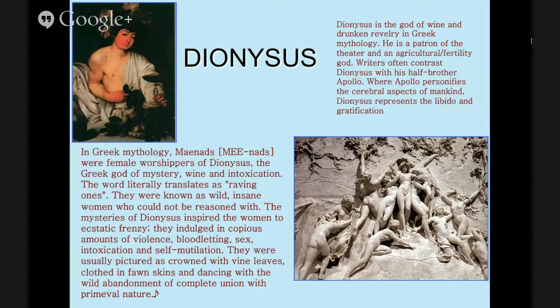So I just put a little bit in here about Greek mythology. I thought it was interesting to juxtapose the Apollonian dances of the Muses and the very ordered structures of the Apollo temple with this statue of the Maenads celebrating Dionysus. So they're pictured here crowned with vine leaves, dancing in wild abandonment, in complete union with primeval nature.